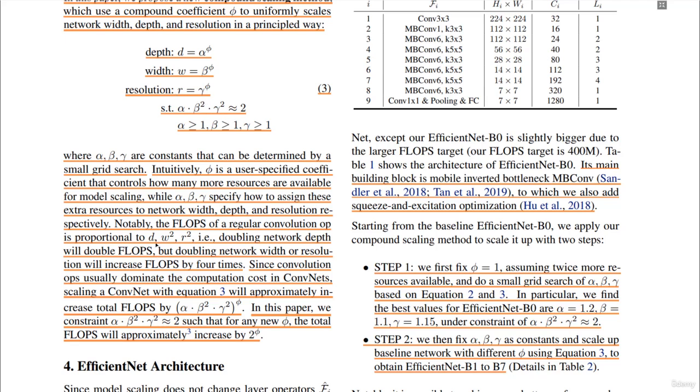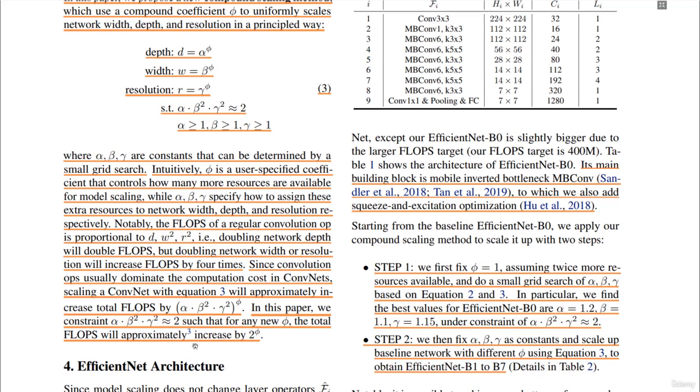And we already have that D, W squared, and R squared are proportional to the number of operations in a regular convolution operation. So doubling the network depth will double the number of operations since it's directly proportional to D, and then doubling the network width or even the resolution will increase the number of operations by 4 since they are actually having the square right here.